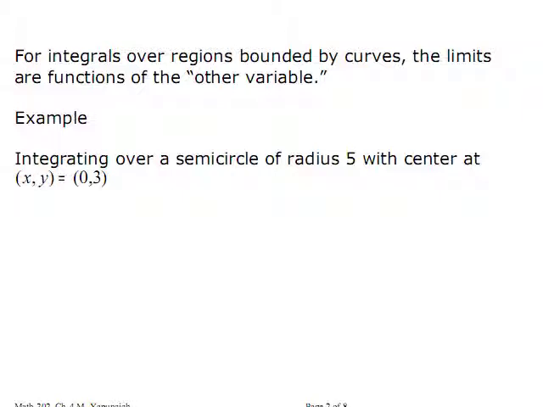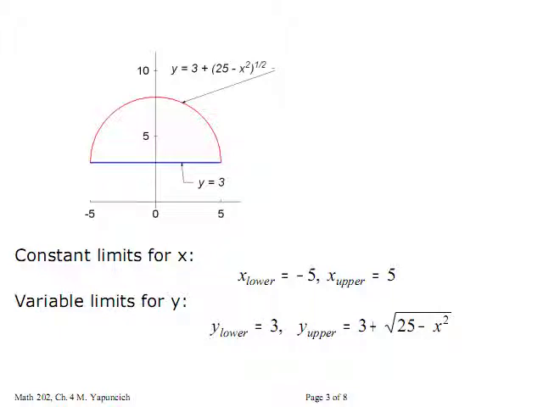So the reason that the limits turn into functions is that the area of integration is bounded by a curve and not just by intervals in x, y, or z. So here's an example. Let's say this is the x-axis, and this is the y-axis. All right, and you see here we have this semicircular region.